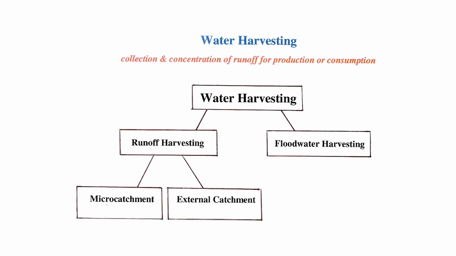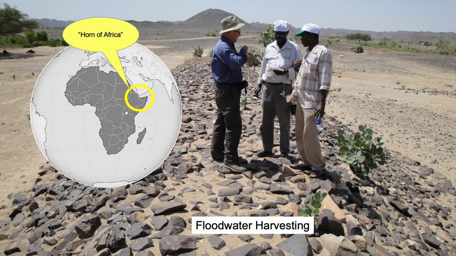As already noted, water harvesting can be subdivided into runoff harvesting, which is what we've been focusing on, and floodwater harvesting. It's simply a question of scale. Floodwater harvesting, or spate irrigation, is common in what we call the Horn of Africa, including Sudan, Ethiopia, and Eritrea.